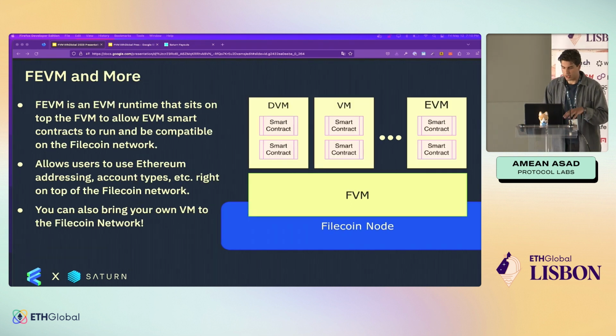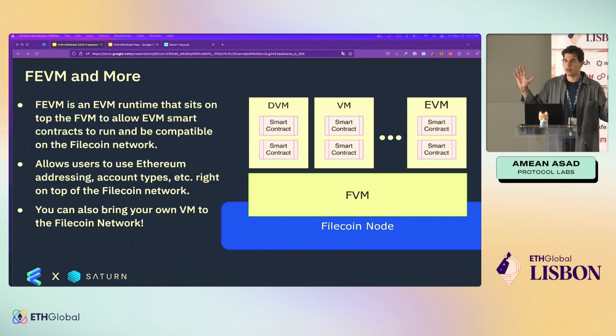So as I mentioned, this diagram shows how multiple runtimes can be built on top of the Filecoin network, and as long as your VM compiles to WASM, you can run it on top of Filecoin. And the EVM was the first one to launch, and essentially it's an Ethereum virtual machine that runs on top of the Filecoin virtual machine. It's Ethereum compatible, which means that you can reuse all the features of the EVM for Filecoin, like the addressing, the account types, etc. And this is hopefully just one of many. You can build any type of VM as long as it compiles down to WASM.